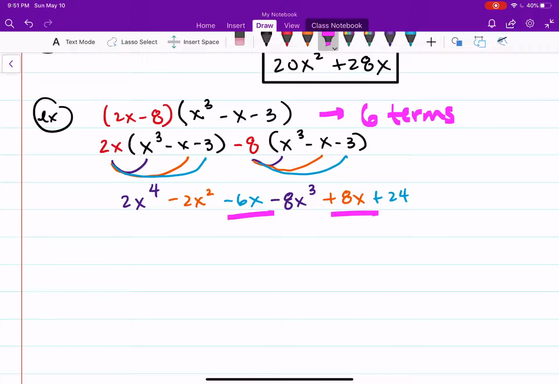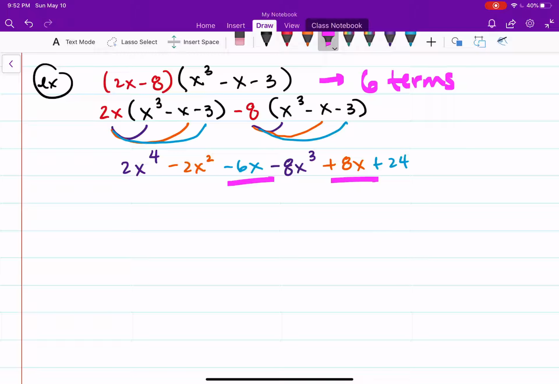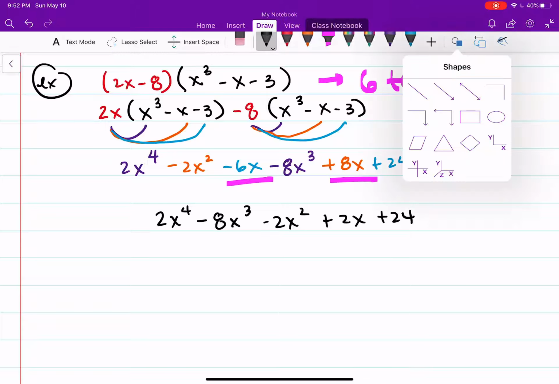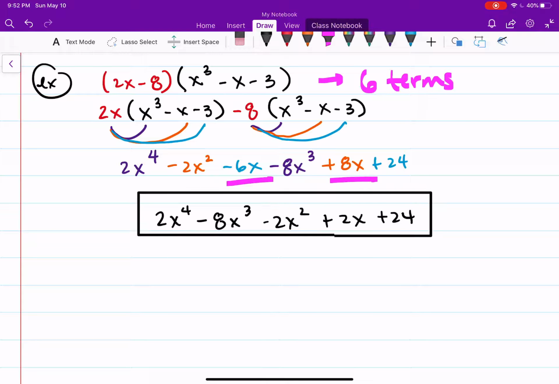Now, what I want to also do is that when I write this answer, I want the powers to go from largest to smallest. So yes, the 2x to the 4th is the first one. Then minus 8x cubed. Then minus 2x squared. And the 2 that I have underlined is just x, but they're like terms, so I can add them. So I have a plus 2x, then plus 24. Okay, yes, it went from 6 terms to 5 terms. That's okay, as long as in that intermediate step, I do have all 6 terms. That's what really matters. Okay, there we go.